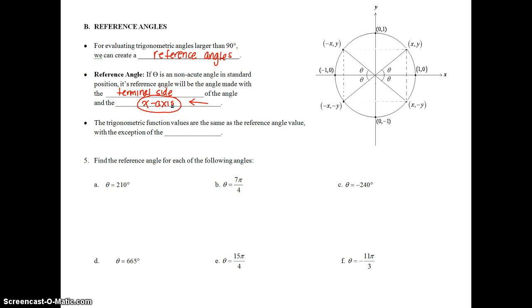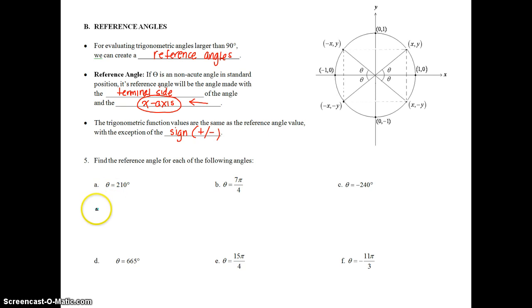And the trigonometric functions will always be the same for your angle as for the reference angle, and the only thing that will be different will be the sign, S-I-G-N, sign. In other words, they'll be the same, but they might be positive instead of negative or negative instead of positive. So let's find the reference angles for some of these.